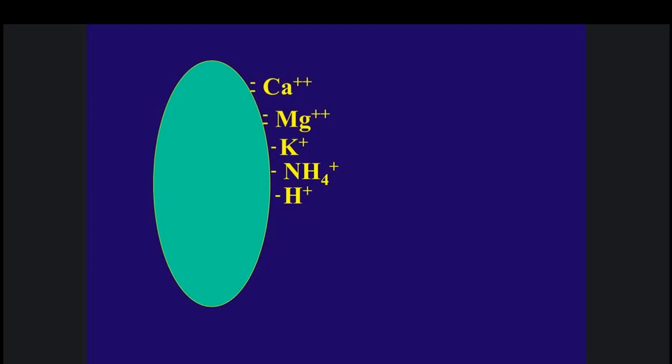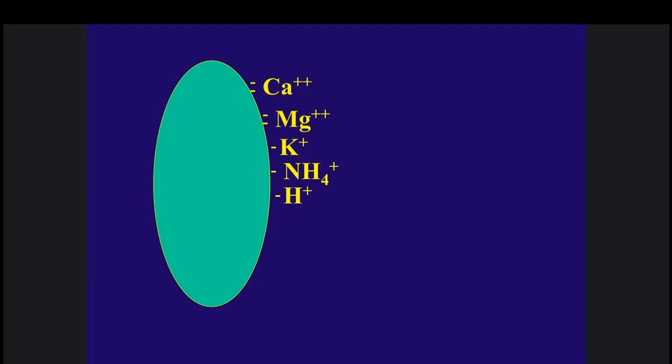So we need calcium, and calcium is the cheapest and quickest way to do this, but we also need some magnesium. We also need some potassium. We need ammonium. We need some hydrogen on there. We can't go too far. So we're trying to attain a proper balance on the cation exchange sites.